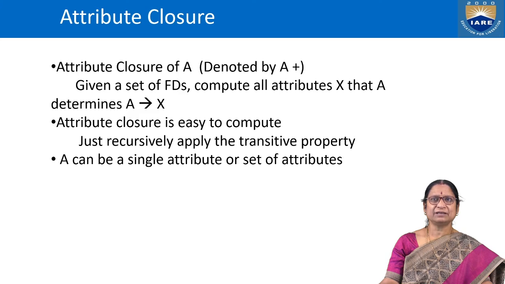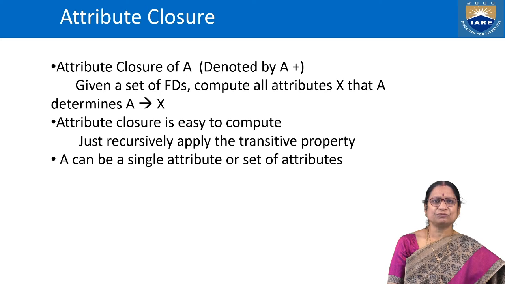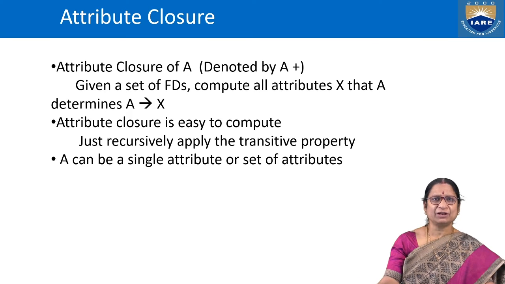So to determine that, we need to have an idea of attribute closure. So what is an attribute closure? We discussed the F closure, that is the FDs closure, F plus: all the set of FDs which are logically inferred from the existing set of FDs F. To check whether an FD is a member of F plus or not, we can also use the attribute closure process.